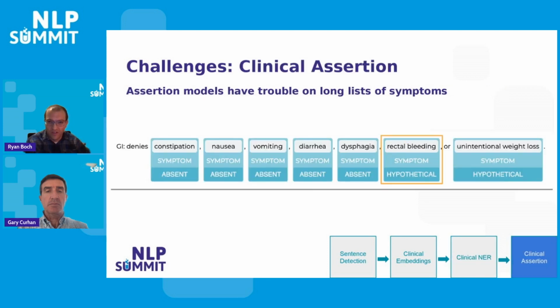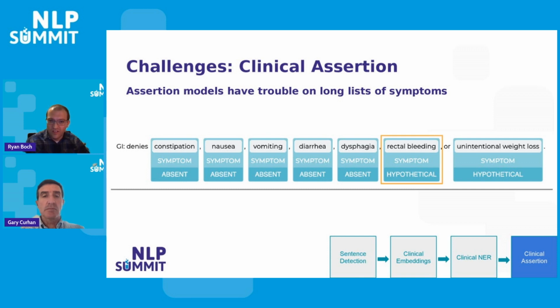So looking at assertion, one of the challenges we had is that assertion models generally do not do well on long lists of symptoms. You see this example is a sentence of what we call a review of system. The GI is a header that stands for gastrointestinal. And then the assertion here is at the beginning, although we do see lots of review of systems where this assertion can be embedded within each symptom, or it can change mid list on us. But anyway, this example just shows the single assertion at the beginning. So all of these symptoms should be absent.